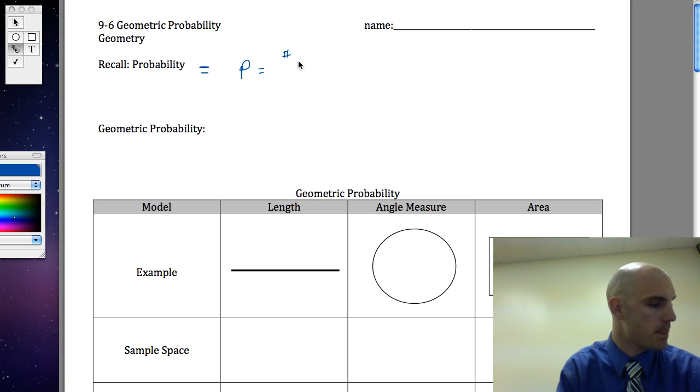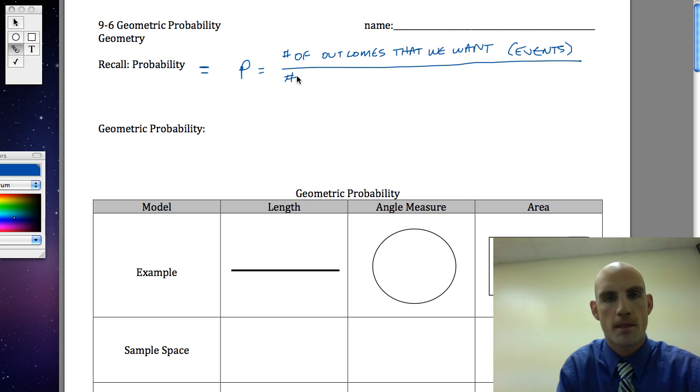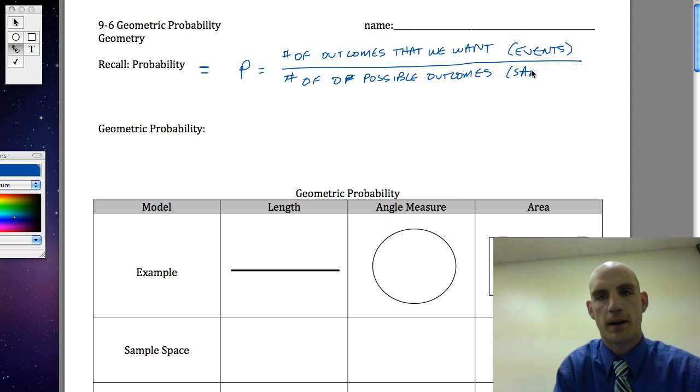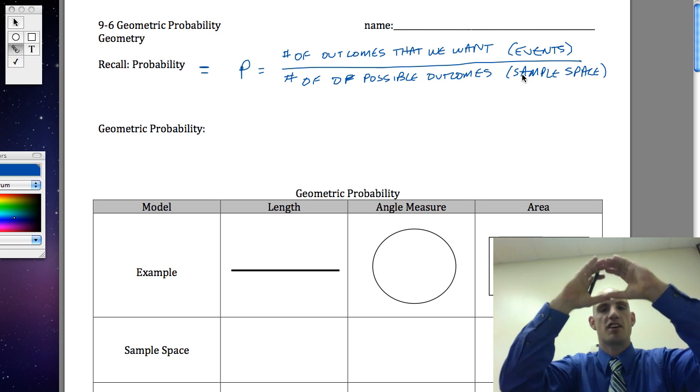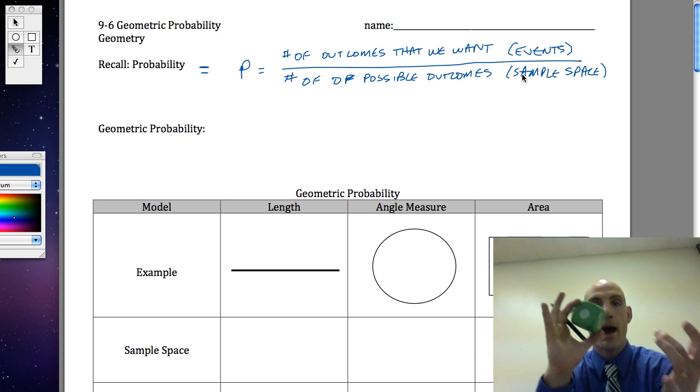the number of outcomes that we want. We'll call them events. And we're going to divide that by the number of possible outcomes. And we're going to call those the sample space. So that's everything that satisfies what we want, that rolling of that 1, divided by the total number of things that could possibly happen.